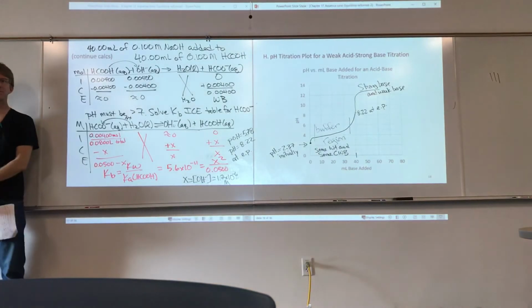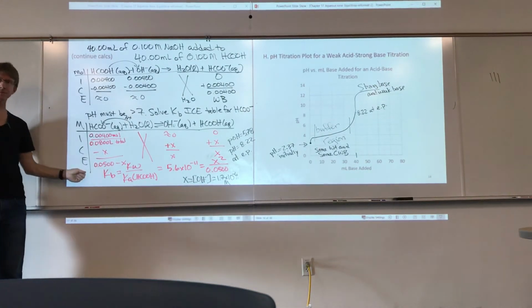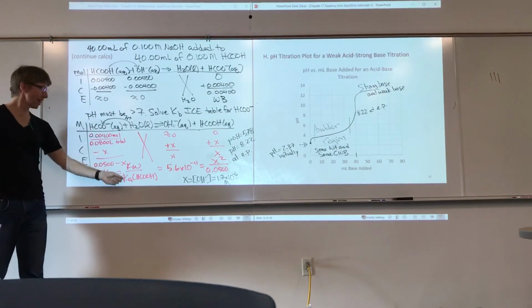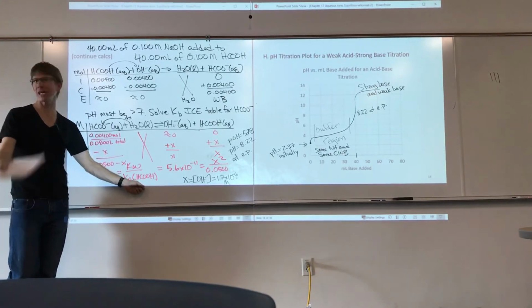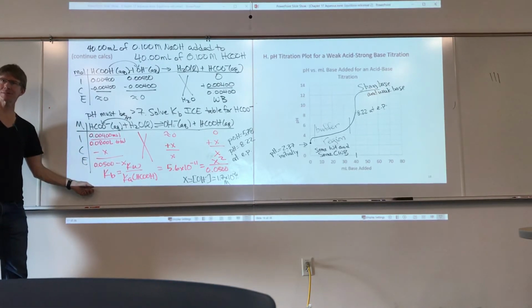Travis? Just for the calculation of the KB, we solved for KA on the previous, and then the KW was the first one that we did. Oh, KW is always 1.0 times 10 to the minus 14. KA is on your conversion equation sheet. Oh, so that's where you find it. Thank you.